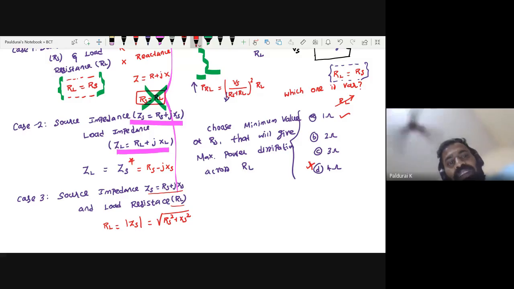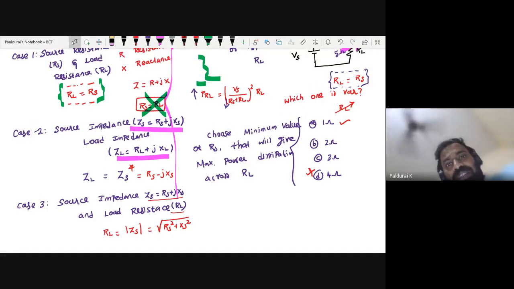So I have given 3 cases. Case 1 we already discussed: both are resistance. Case 2: both are impedance. Case 3: source impedance, load resistance. Is it possible to have source resistance and load impedance? Case 4, I mean, is it possible to have RS, source resistance, but load impedance? Load impedance means RL plus JXL.